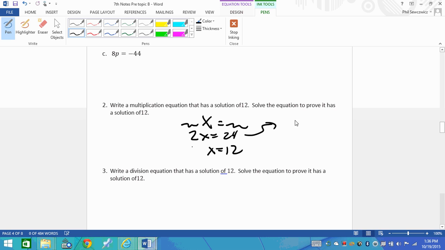All right, and let's check to see if it works. If I got 2x equals 24, I'm going to divide both sides by 2. 24 divided by 2, yeah, 12. So we're good. All right.